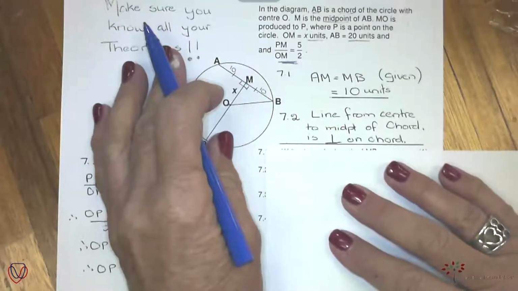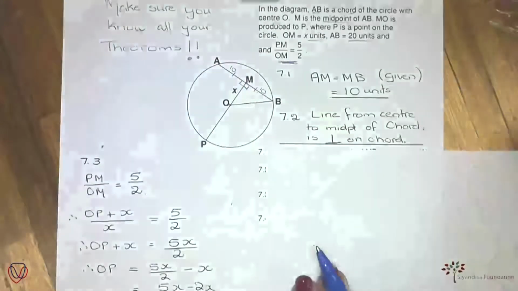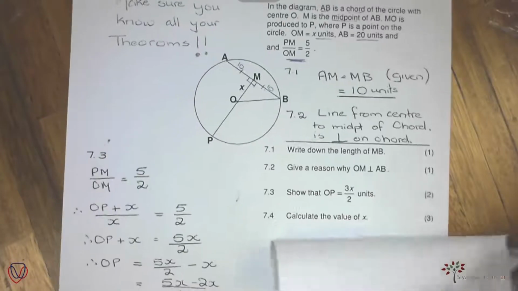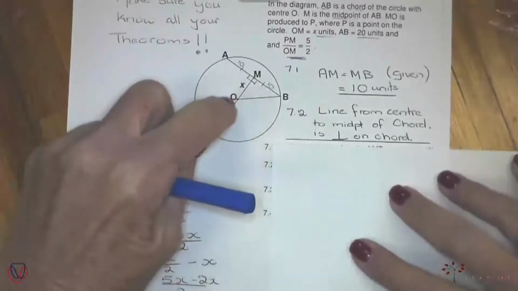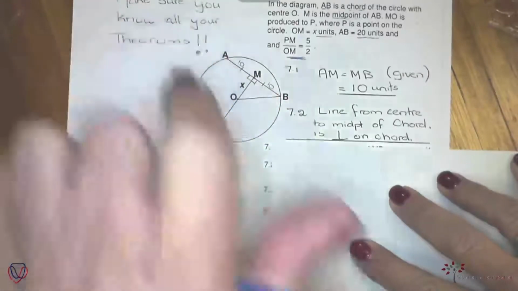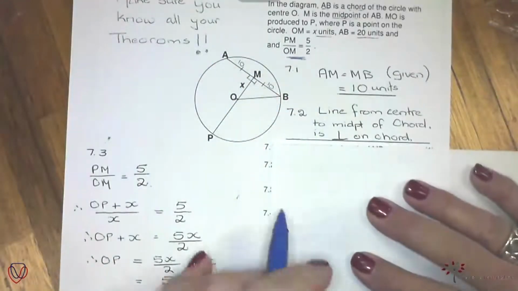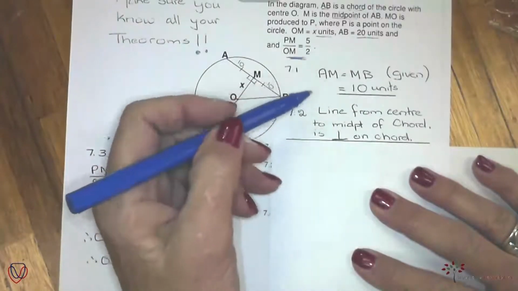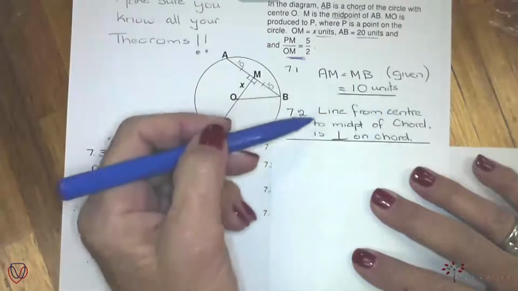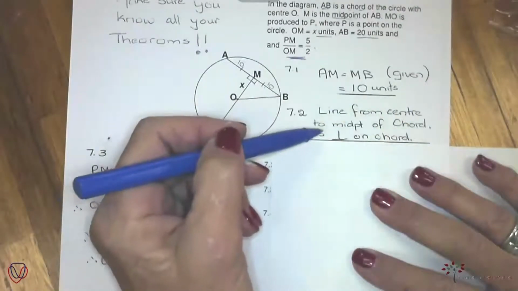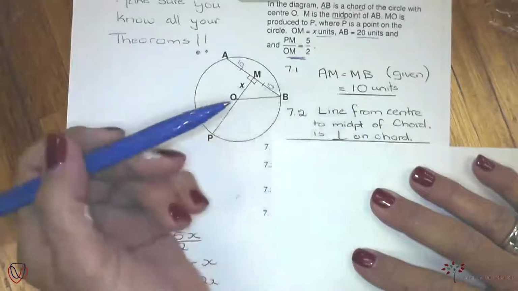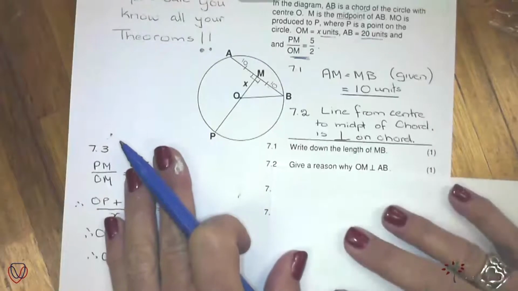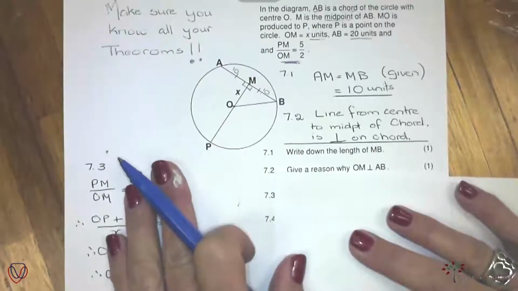And 7.2, the question there, they said, give a reason why OM is perpendicular to AB. Give a reason for that. That is your theorem 1, grade 11, and the reason that we are going to use here: the line from the center to the midpoint of a chord is perpendicular to the chord. Have you got that? Wonderful. Level 1, because it's things that you should know from your theorems, people.